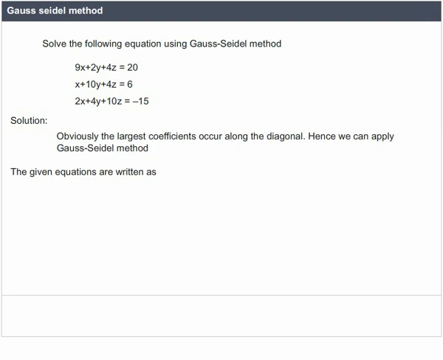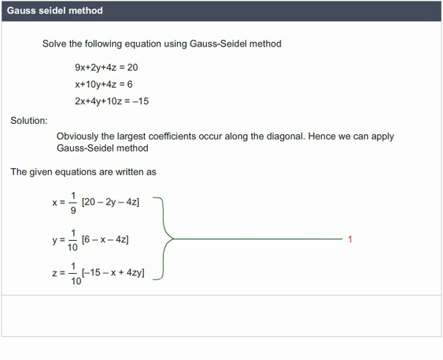The given equations are written as x equals 1 by 9 into (20 minus 2y minus 4z), y equals 1 by 10 into (6 minus x minus 4z), then z equals 1 by 10 into (minus 15 minus x minus 4y).